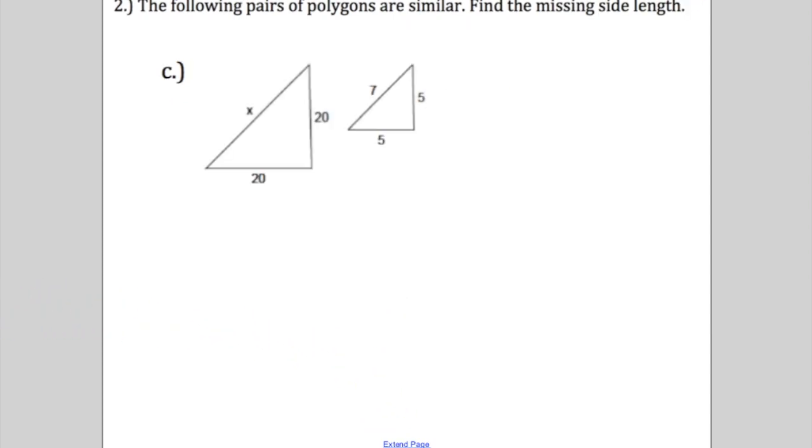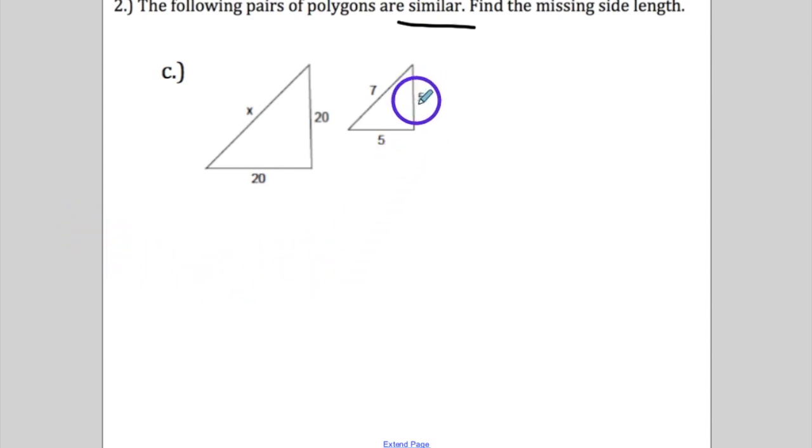All right, so we have example C here. Again, I'd like you to try this one and see how you're doing on this. So the 2 figures here, they are similar. I'd like you to go ahead and hit pause and see if you can determine what this missing value for X would be. Okay, let's see what you came up with here.